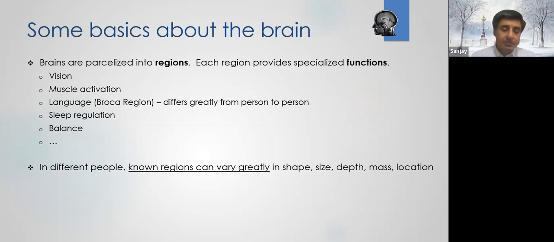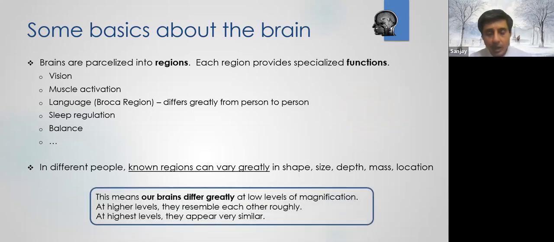And this is a very significant idea because it's a problem. What it means is that our brains differ greatly at high levels of magnification, at low levels of resolution. When we zoom into one person's brain and into another person's brain at the same level in the same area, rarely will we see the exact same things in both. But when we zoom out to a higher level, they start to resemble each other much more, roughly. And when we zoom out to the highest level, overall, they appear very similar.